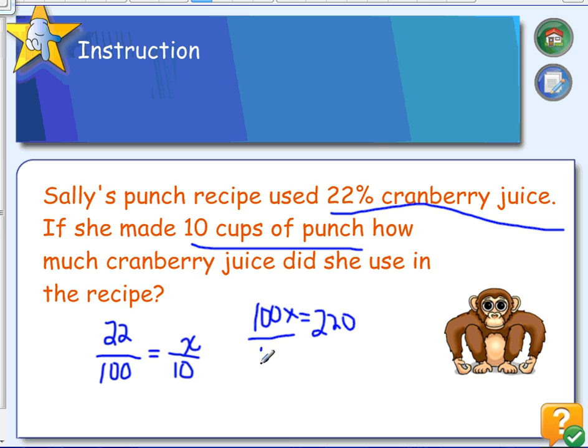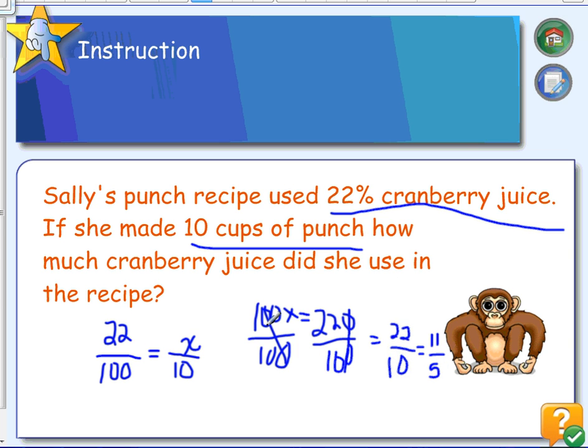Divide both sides by 100, and then simplify. We can divide 220 by 100. We can get rid of those zeros, and then we're left with 22 over 10. We can even simplify that further. I have 11 over 5.